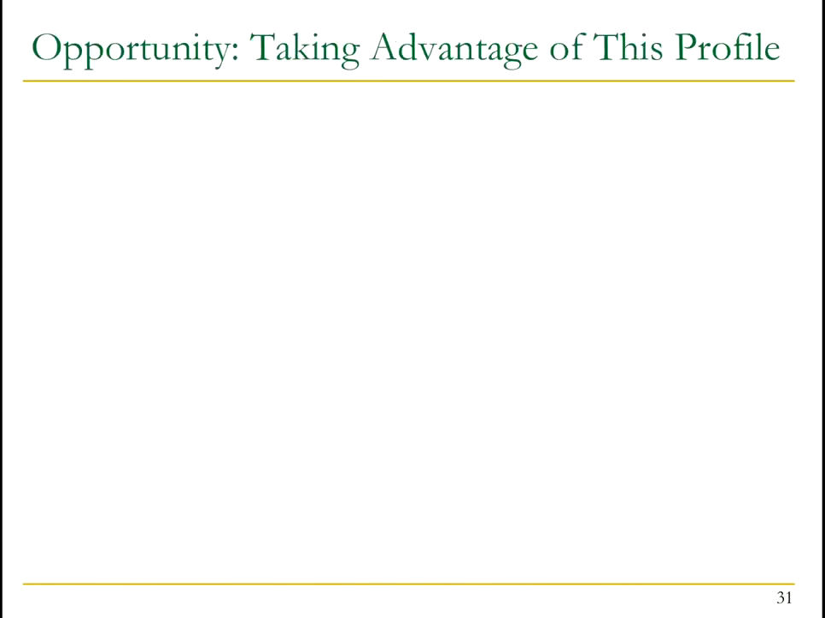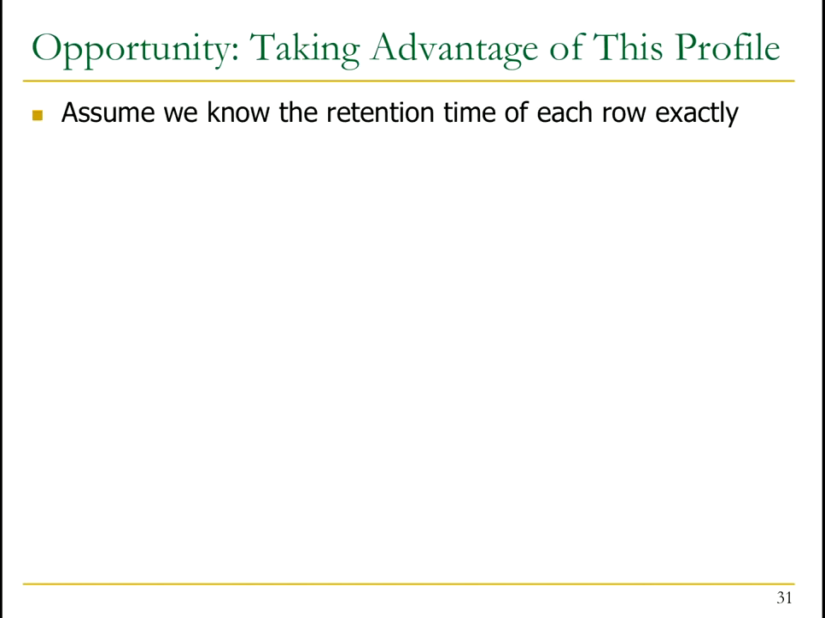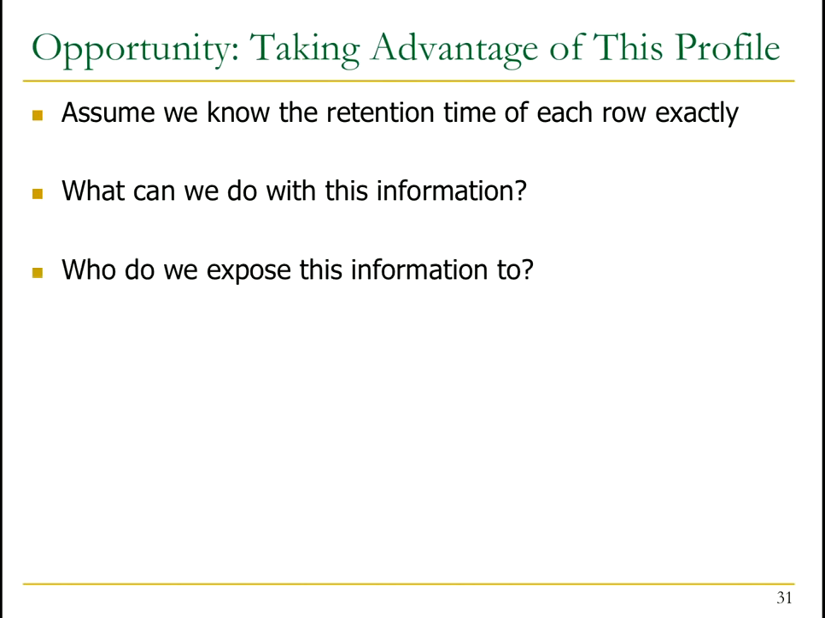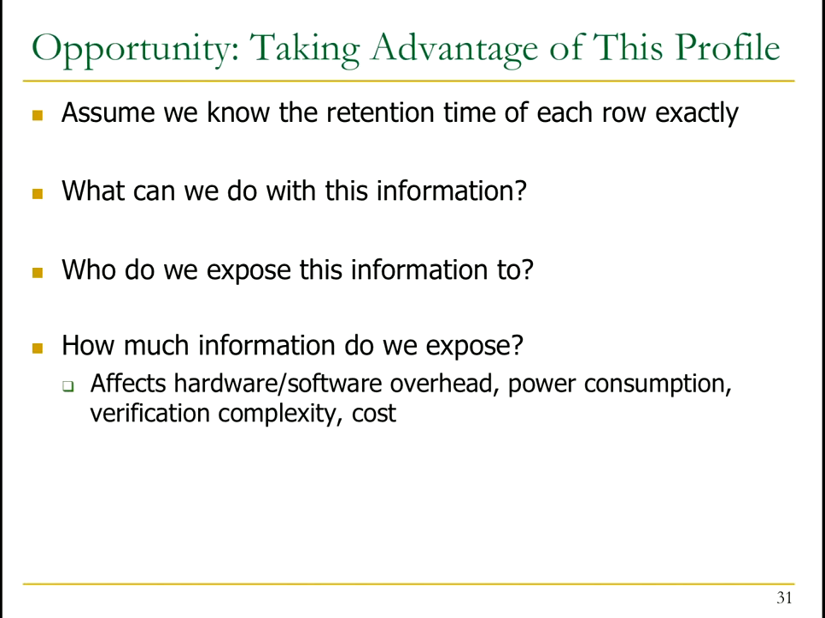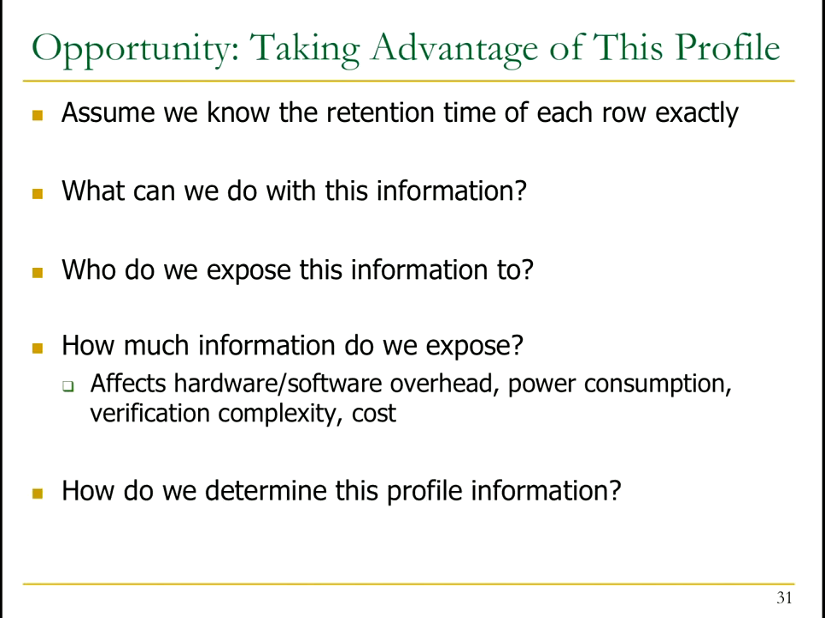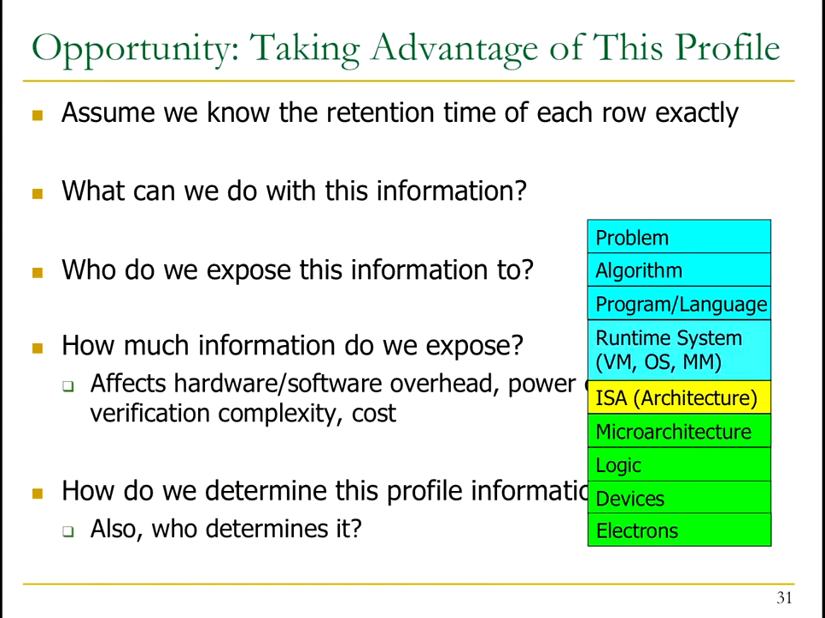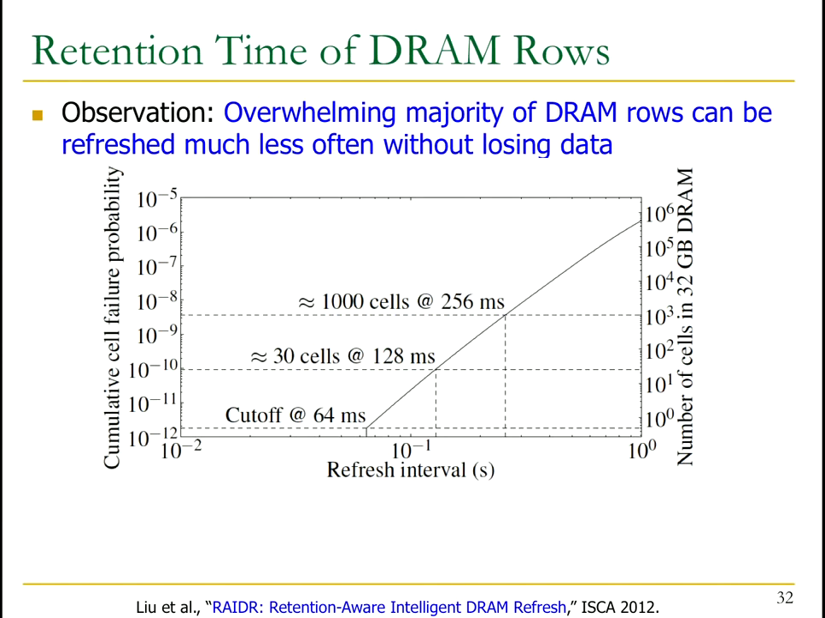So opportunity, how do we take advantage of this profile? Assume we know the retention time of each row exactly. What can we do with this information? Where do we expose this information to? How much information do we expose? So it affects a lot of things over here: hardware, software overhead, power consumption, verification complexity. I'm not going to go into this. How do we determine this profile information is very interesting, actually. It turns out it's not that easy, but I'm not going to go into the details of this. Okay.